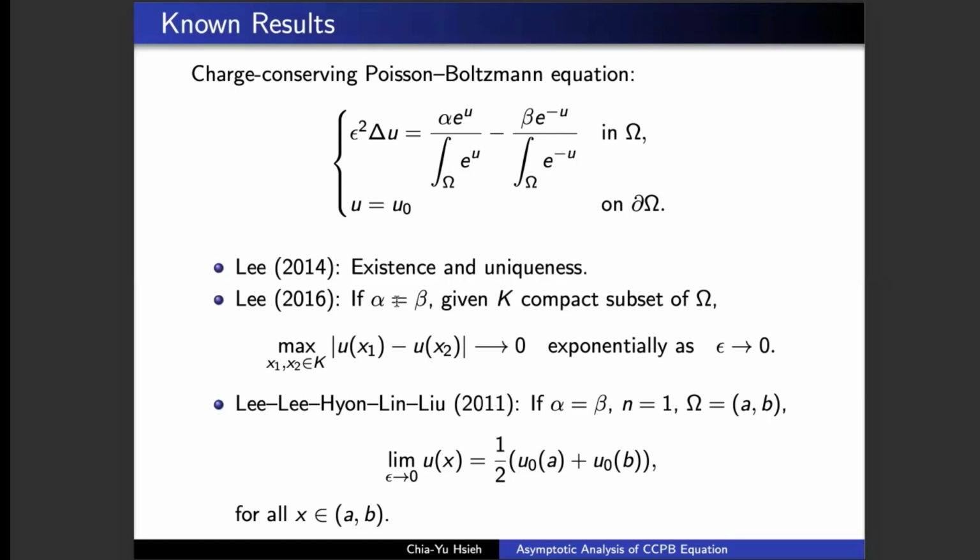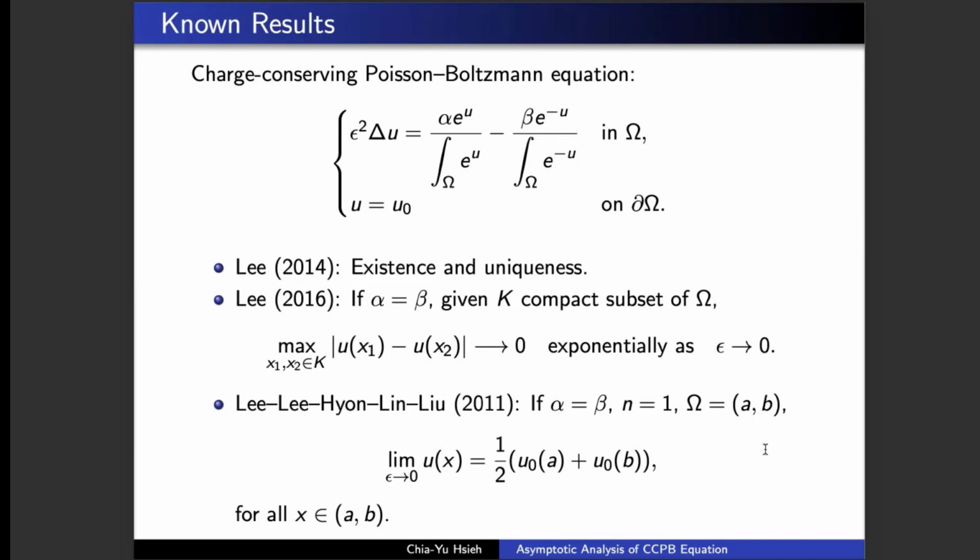Okay, so under electroneutrality, in 2016 it was proved that given any compact subset K of omega, the difference of u at any two points s1 and s2 on K goes to 0 exponentially as epsilon tends to 0. So this result gave us that the solution will become a very flat profile in the interior of omega as epsilon becomes small.